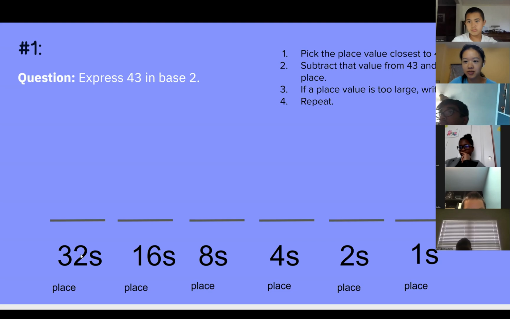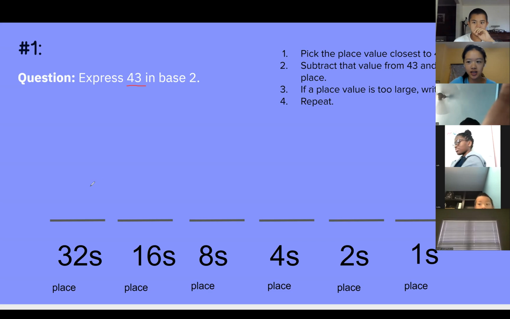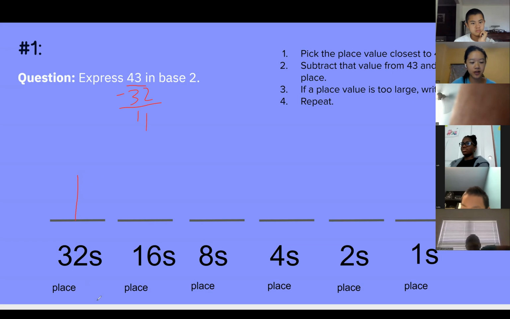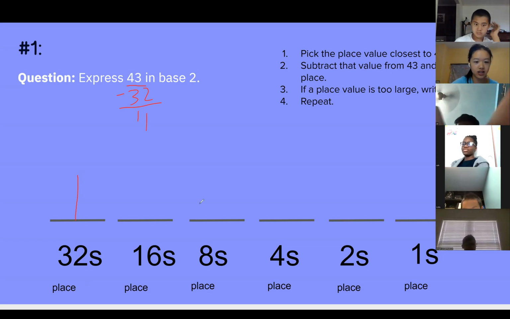Okay, looks like we have some people answering this question. So I will walk through this real quick. The greatest power of 2 that is less than 43 is 2 to the 5th, or 32. Then we do 43 minus 32, and that gives us 11. After that, the greatest power of 2 that fits into 11 is 8.